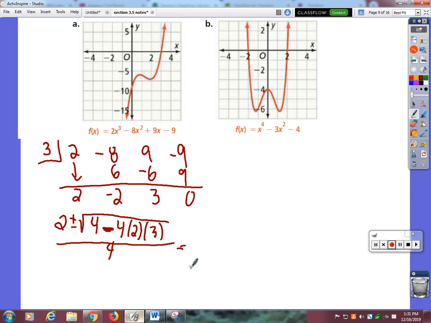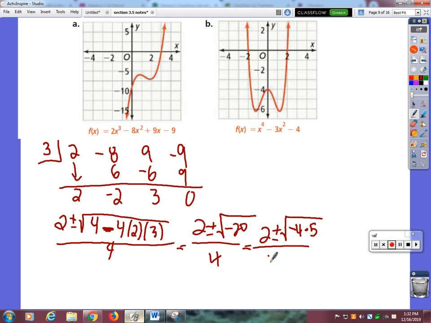Negative 20. Okay, so Jared, this is where you get a little bonus. This comes out to be 2 plus or minus the square root of negative 20, divided by 4. You can just change this to an i and then stop there. But these crazy kids have to simplify the square root of 20. What's the number you know the square root of that goes into 20 evenly? 4. So I'm going to go 2 plus or minus the square root of negative 4 times 5, divided by 4. And then what is the square root of negative 4?